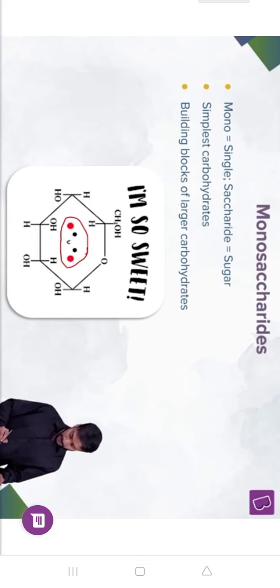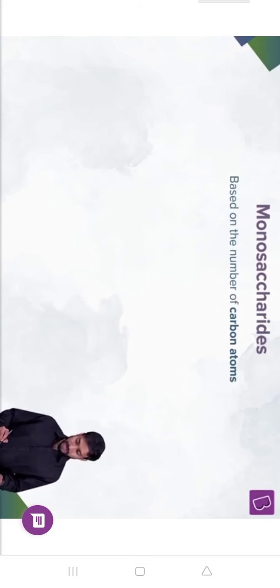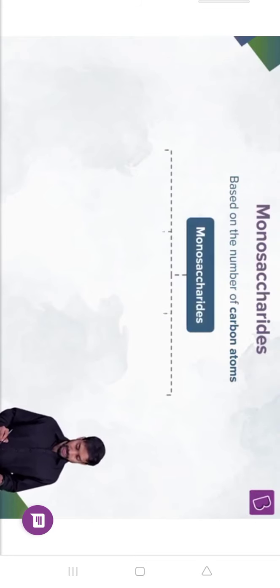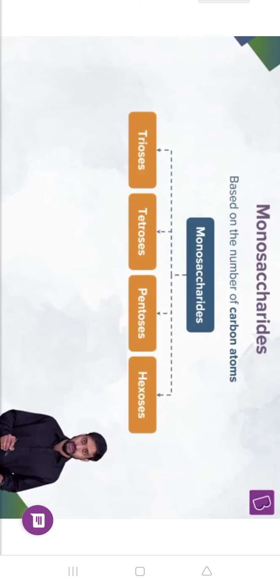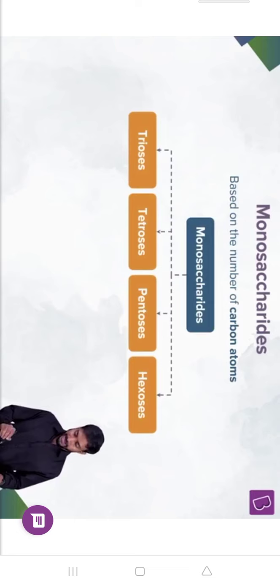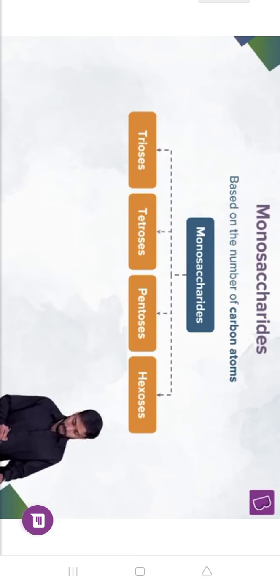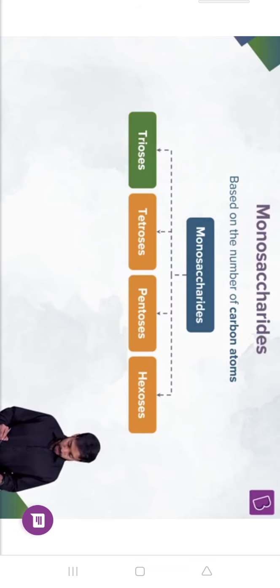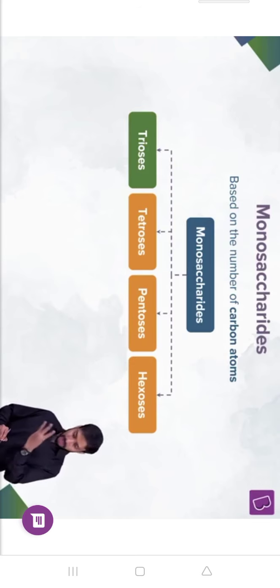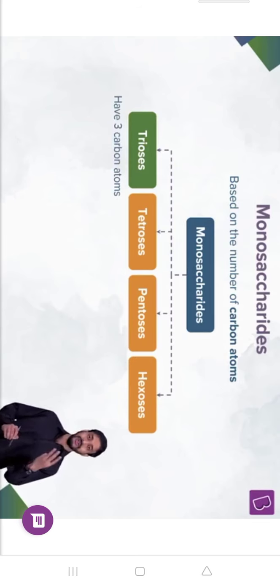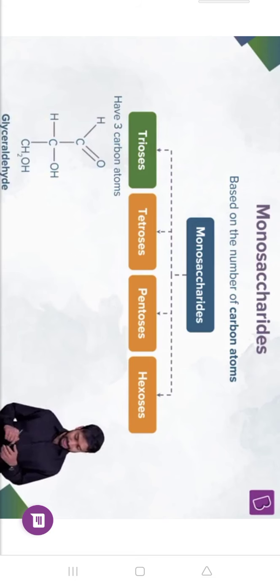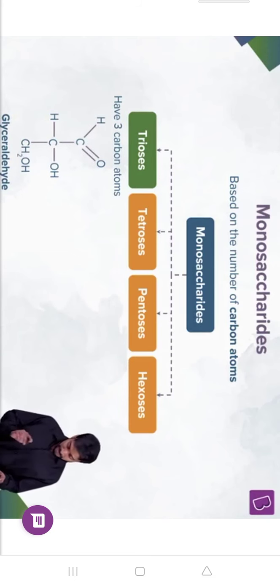Fine. The monosaccharides, based on the number of carbon atoms, monosaccharides can be triose, tetrose, pentose, hexose. They can be beyond that also. Fine. Triose, three. See it here. Have 3 carbon atoms. Glyceraldehyde is an example. Glyceraldehyde, okay? See carbon 1, 2, 3. Correct?